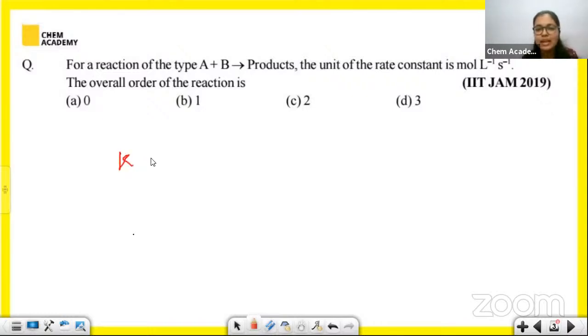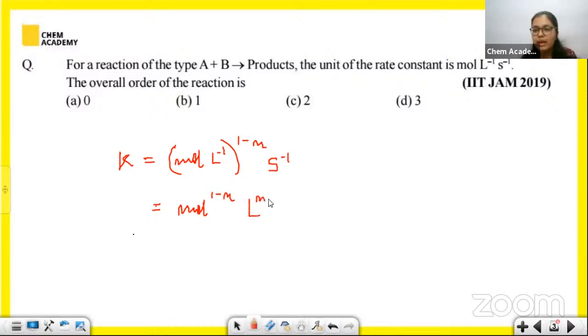So we can write K as mole, liter inverse, raised to the power 1 minus N, and second inverse. If I open up the brackets, I can simply write it as mole raised to the power 1 minus N and liter raised to the power N minus 1 second inverse. Now this is the general equation that if you will remember, you will be able to find out the order for any given rate constant.